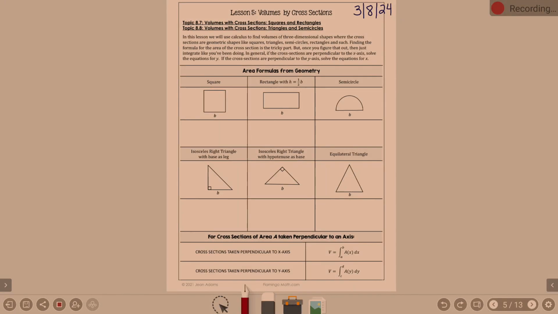We're in Calc AB. Yeah, it's Calc BC. It's Calc, which is basically you take Calc and you break it into 3 pieces. So, I don't know if that's right, but Calc AB is like the first 2 pieces. Calc BC is the second and third piece. Calc AB lines up with Calc 1 in college. Calc BC lines up with Calc 2 in college, I believe.